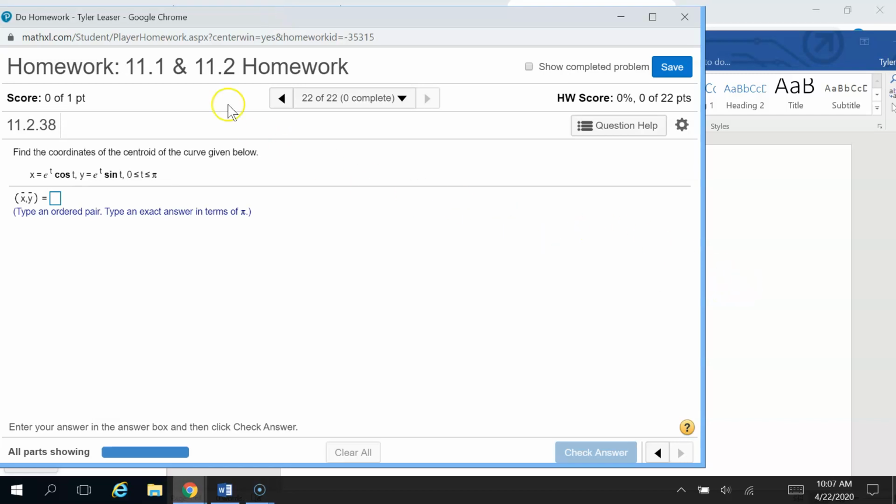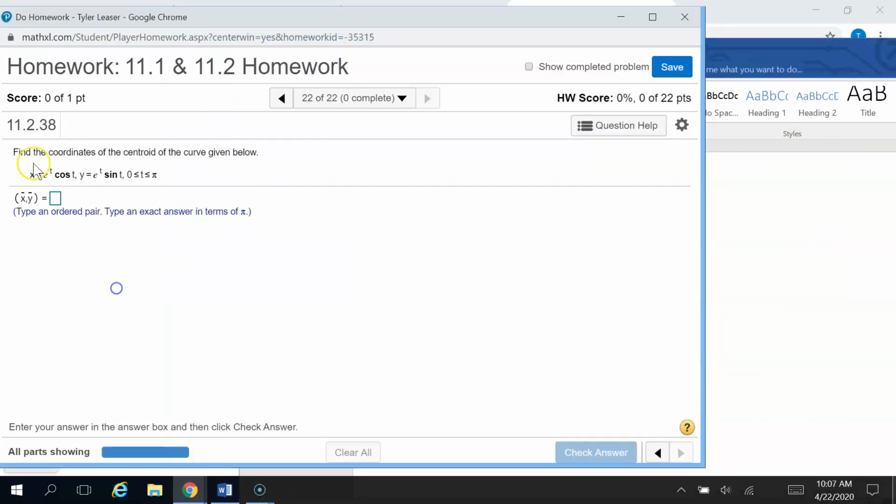All right, so this is on the 11.1, 11.2 homework. It was due last week, but this question was still pretty hard, so I want to make a video on solving it. The integration especially came out to be kind of rough. So the question is asking us to find the coordinates of the centroid of the curve that's given, where you're given the curve in parametric form.